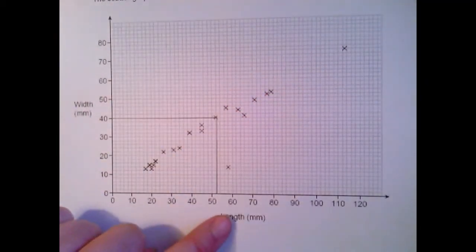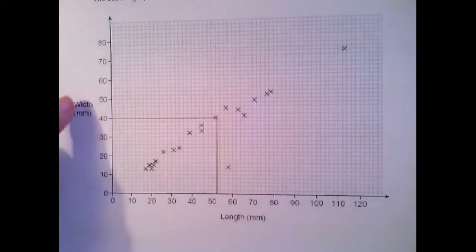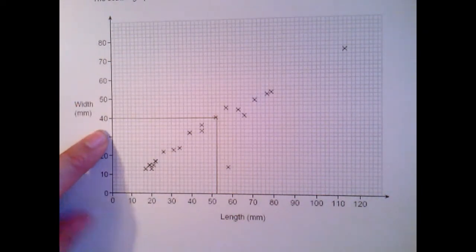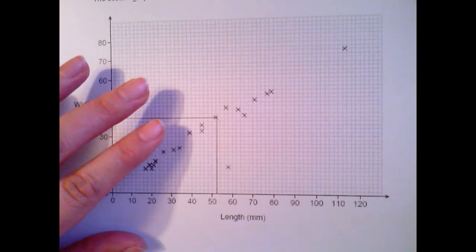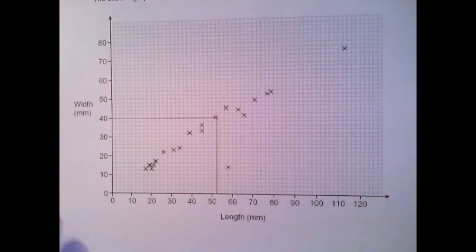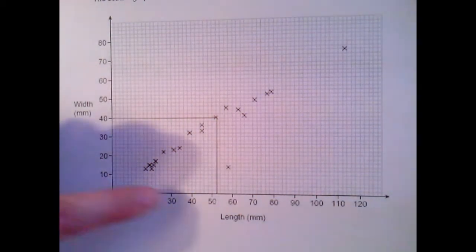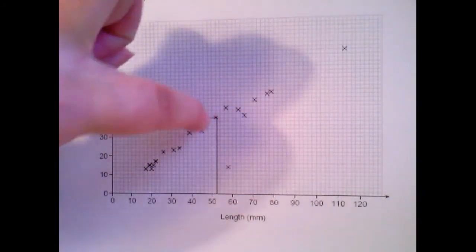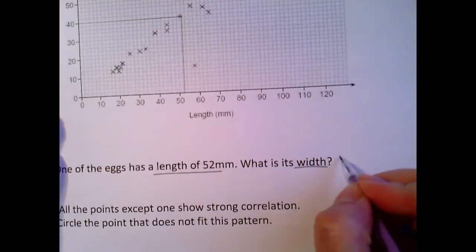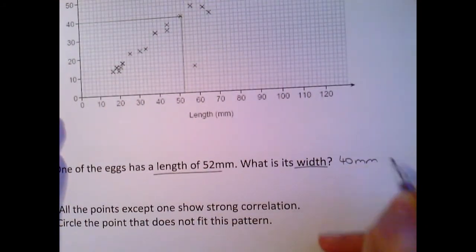So the egg that had a length of 50 had a width of 40. I haven't drawn in a best fit line or anything there because they're not asking me to do any sort of estimation. They're just wanting me to pick out the width of that actual egg. So that would be 40 millimeters.